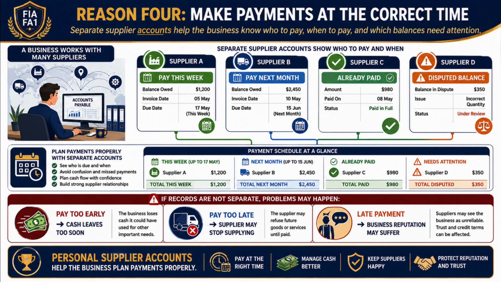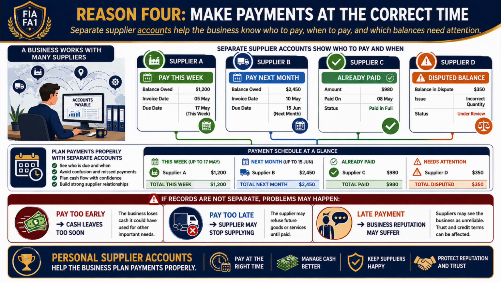If the business does not keep separate supplier accounts, it may not know who should be paid and when. This can create problems. If the business pays too early, it may lose cash too soon. If the business pays too late, the supplier may stop supplying goods or services. Late payment can also damage the business's reputation.